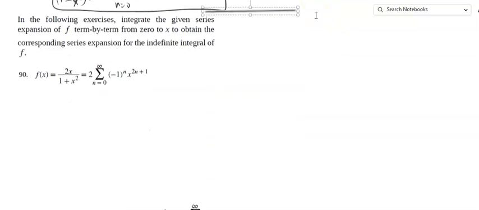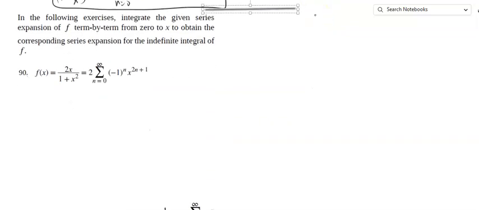Now we look at another problem. We say, okay, well, now they want us to integrate the given series term by term from 0 to x. Okay, obtain the corresponding function. Here we are. So if I'm given this, I'm going to integrate each of those. Well, let's see how this works. Integration doesn't really have any flaws or something to be careful with.